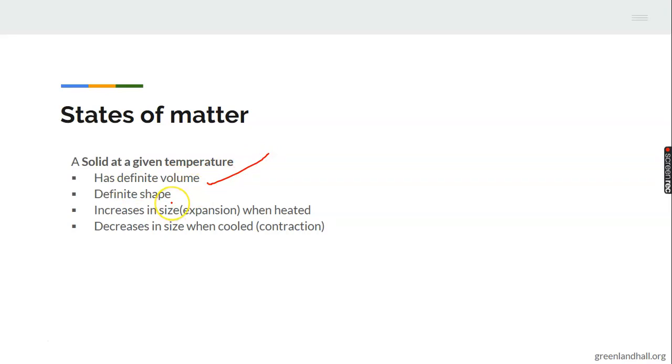Okay, the volume doesn't change at that temperature except you add heat or you increase the temperature. Then they have definite shape. That's why they form this crystal shape. They are closely packed together. They increase in size when heated. Okay, that means they increase in volume when heat is being added. That's the third one. And the fourth one is that they decrease in size when cooled. There's contraction. Increase in size is expansion, while decrease in size is contraction. That means they go back to their normal size when cooled.